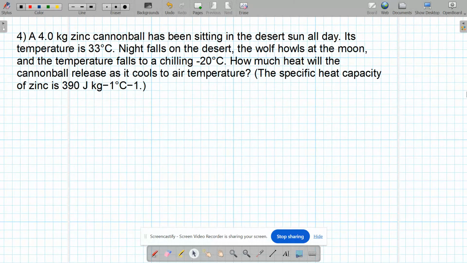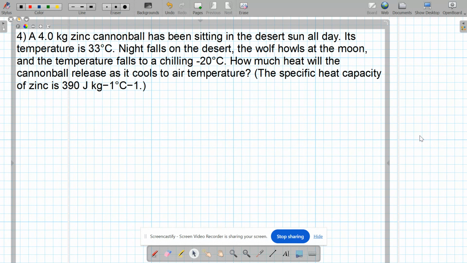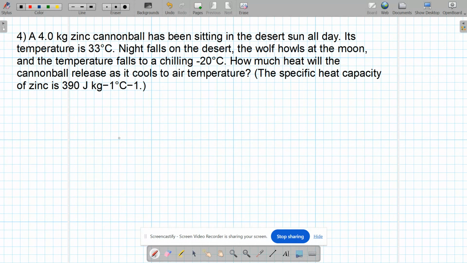And the temperature falls to a chilling negative 20 degrees. How much heat will the cannonball release as it cools to the air temperature? The specific heat for zinc is 390 joules per kilogram. So, anyways, to figure that out, we need this formula.